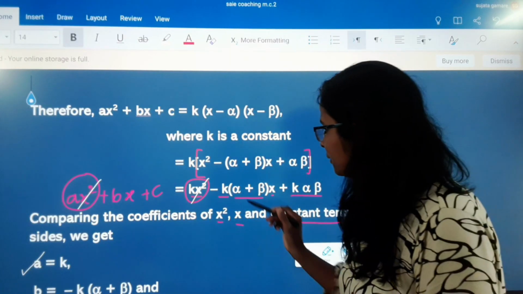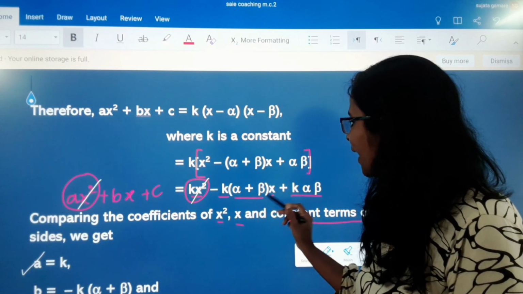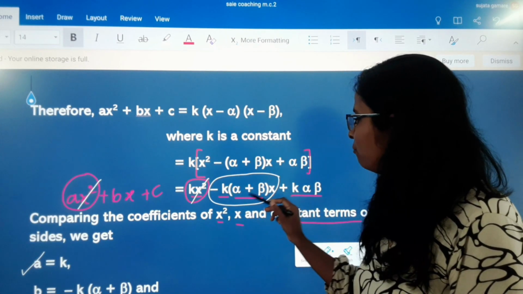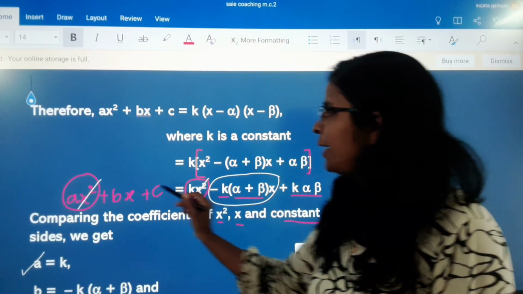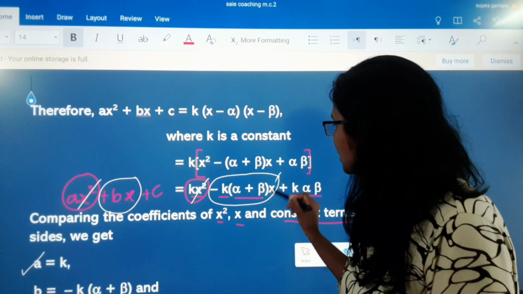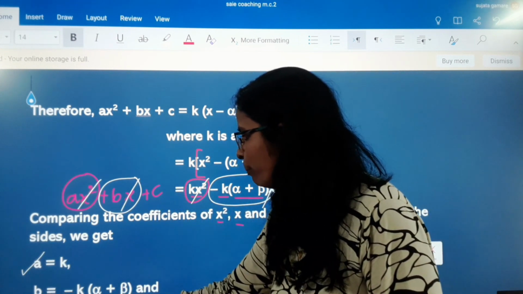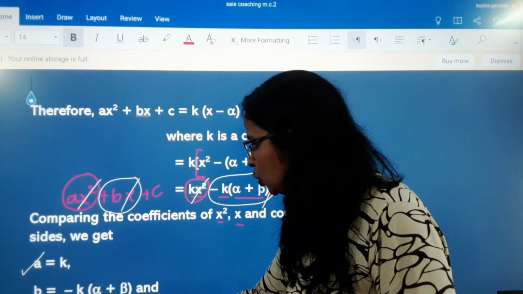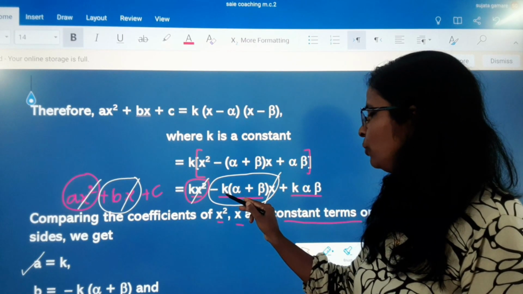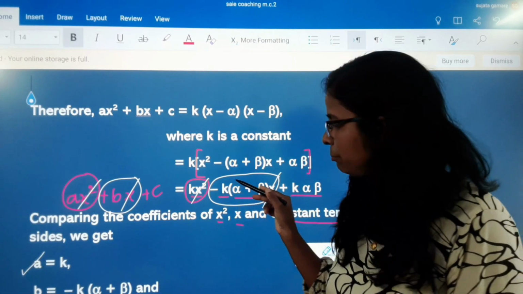And then here minus k times alpha plus beta into x, and here plus bx. So now we cut out this x. So we get b is equal to minus k into alpha plus beta. Okay, so this value we get, minus k into alpha plus beta.